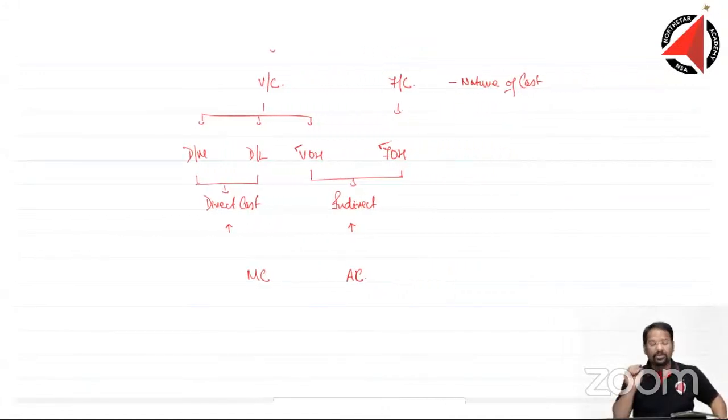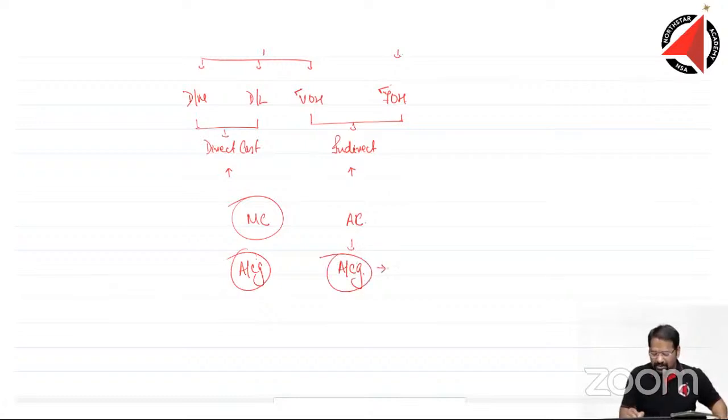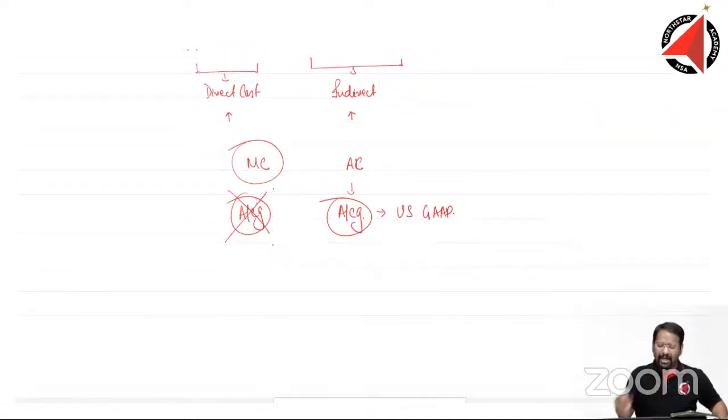But the important point that I want you to remember is that marginal costing is not used for accounting. Absorption costing is what is used for accounting. Absorption costing is the one which is allowed under US GAAP. Marginal costing is not used for accounting. You may ask me, then what are marginal costing concepts used for? They are used for decision making. All right.